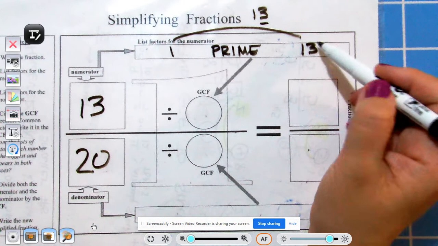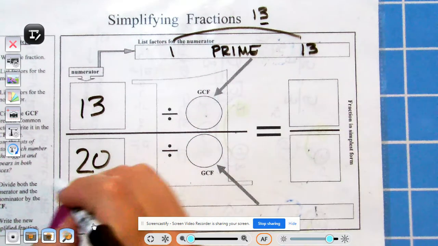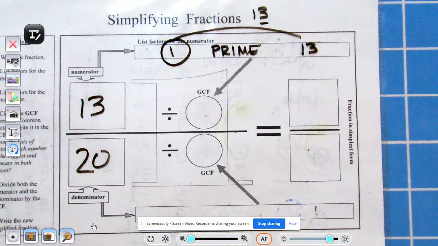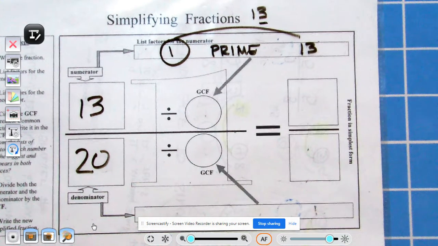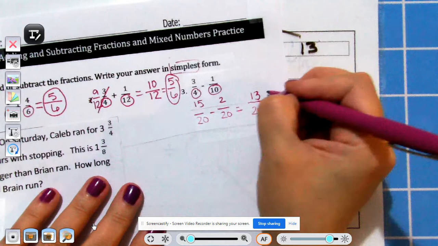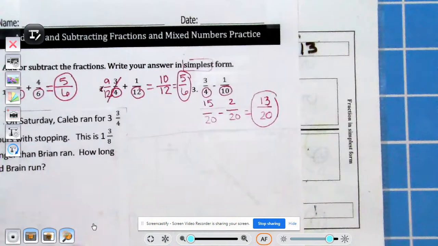And 13 would not be a factor for 20. So their greatest common factor is 1. When the greatest common factor is 1, your fraction is already simplified. 13 twentieths divided by 1 would be 13 twentieths.